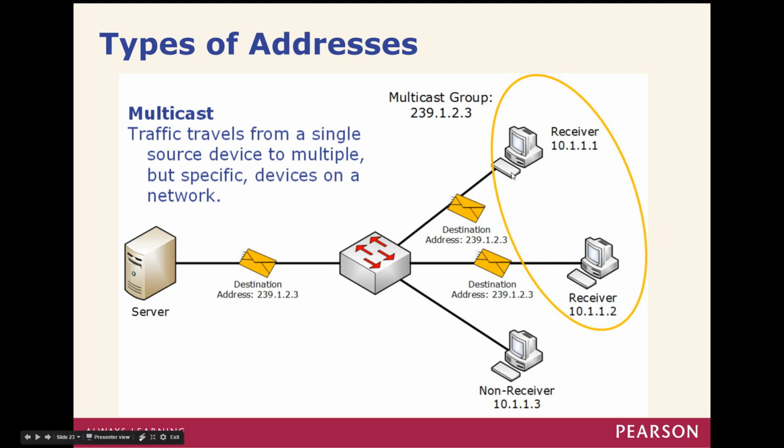Typically these 2 receivers over here are going to opt in to be part of this multicast and get this information. So let's say someone is streaming a meeting or a conference or some kind of training, and it only needs to go to these 2 receivers, but it doesn't need to go to this one. So they will opt into this multicast traffic so that they're able to receive it. It's specialized and it's not used as often as the other 2.